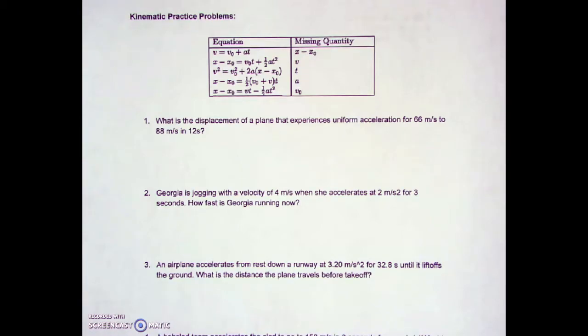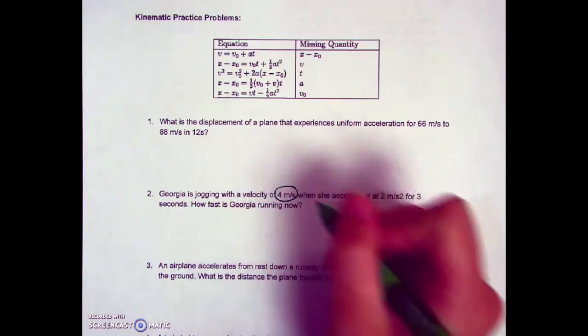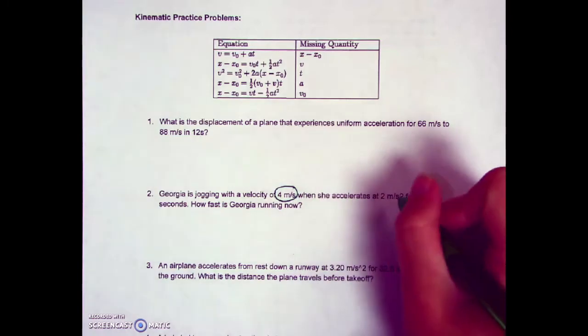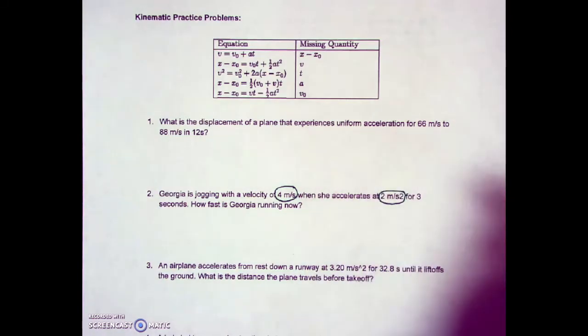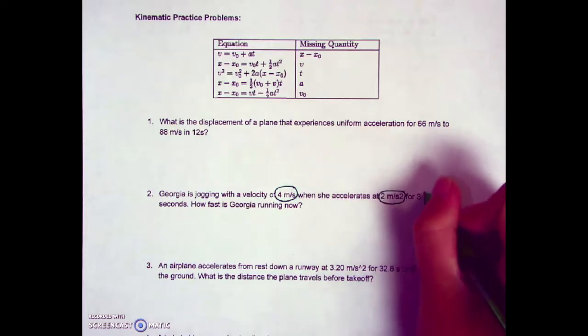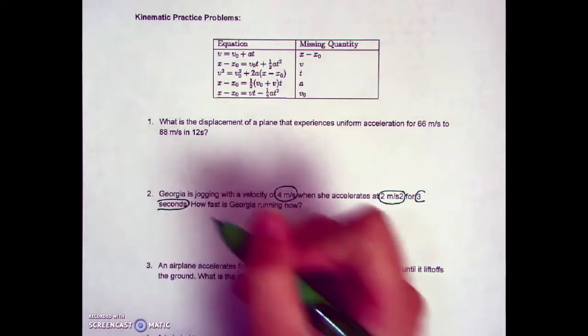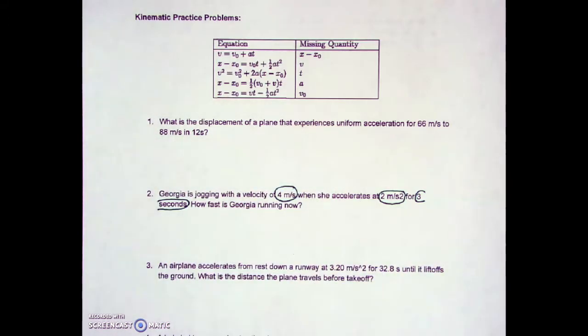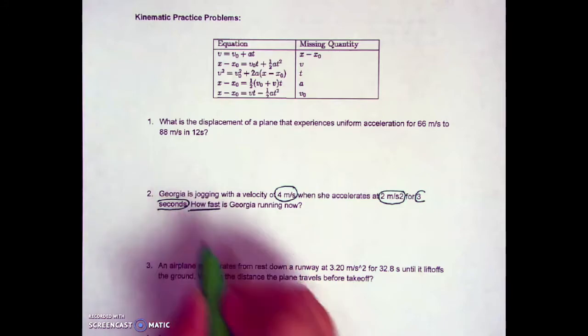For instance, the first thing I'm going to circle is my 4 meters per second. Then I would also circle my 2 meters per second squared. That should be squared, I apologize for that typo. And then I would also circle 3 seconds. The next thing I want to do is underline what I'm looking for. So we're looking for how fast Georgia is running now.